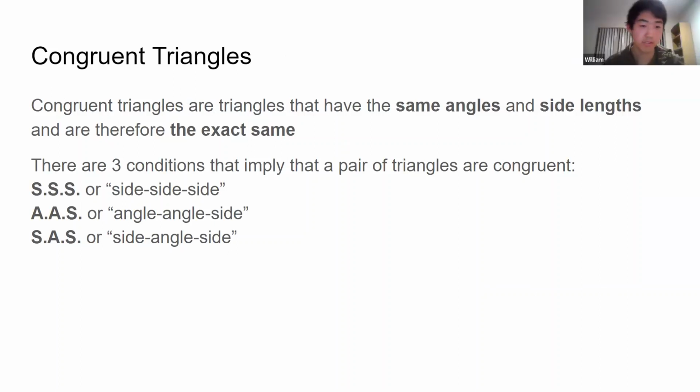Okay, so congruent triangles are triangles that have the same angles and the same side lengths. So basically these triangles are the same. If you were to superimpose two congruent triangles, they would be the same. And there are three conditions that imply that a pair of triangles are congruent. The first one is SSS, which is side, side, side. The second one is AAS, and the last one is SAS. I'll be going through these in detail.